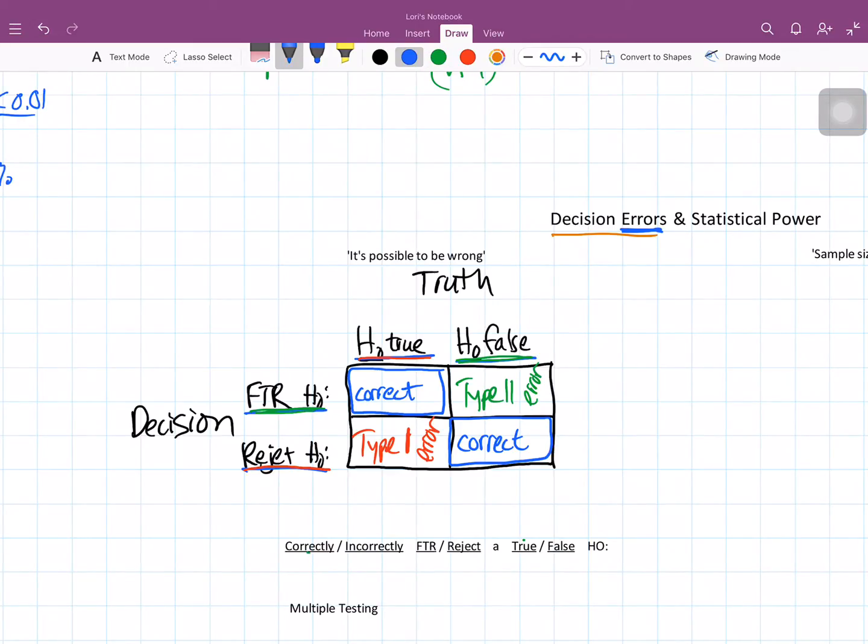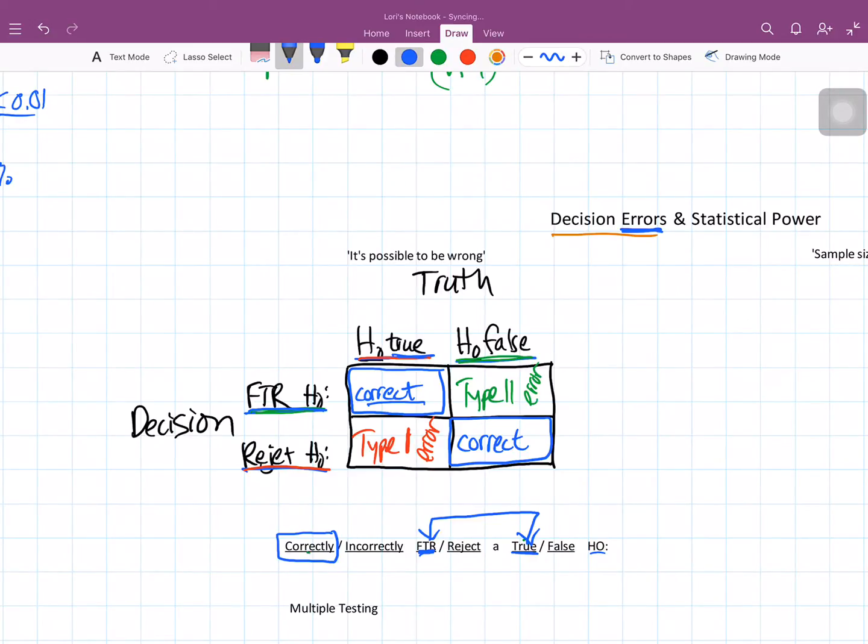I'm going to first map the correct ones. Correct means you made the right choice. Let's walk through this. If you're trying to create a sentence out of this, you would say, I correctly failed to reject a true null hypothesis. So that's here. The decision was to fail to reject, and the truth is that the null hypothesis is true. So if I correctly fail to reject a true null hypothesis, I was correct. I made the right choice. I didn't make an error.